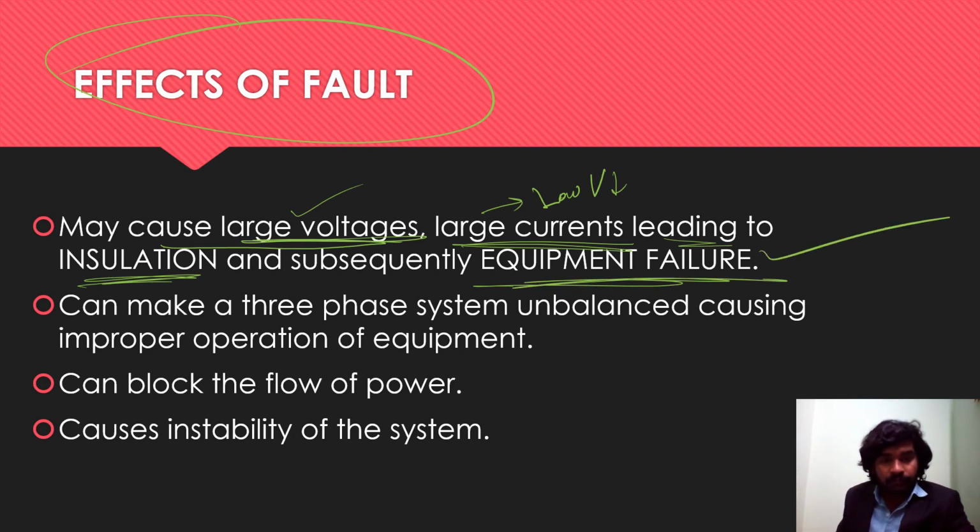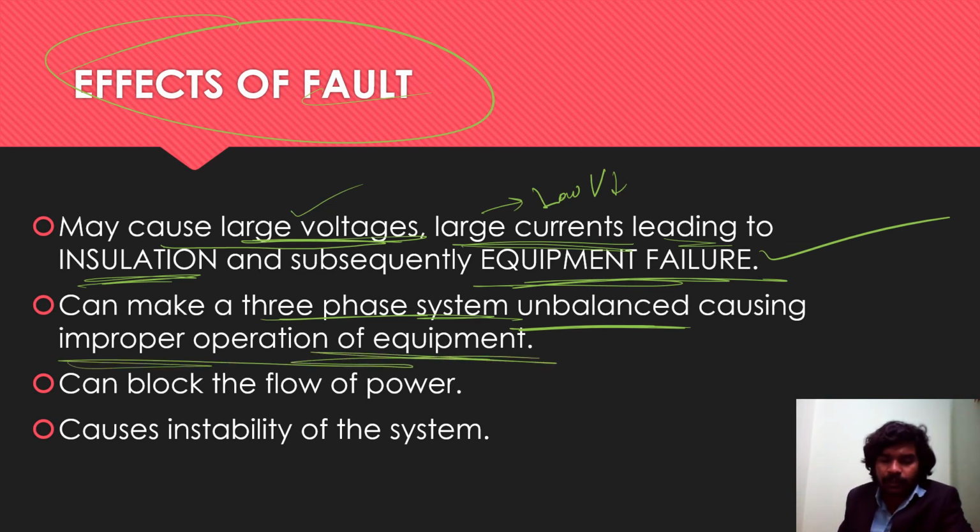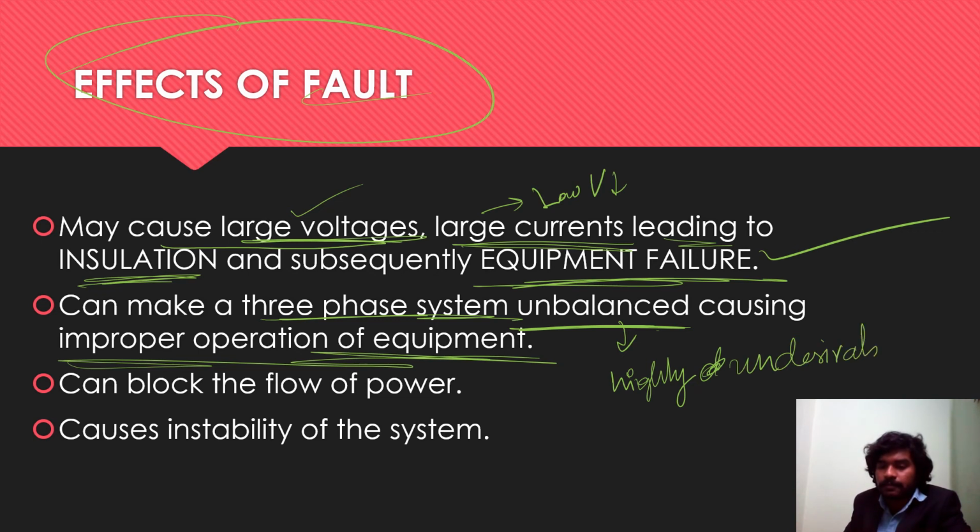Okay, and when a fault occurs, it can make a balanced three-phase system become an unbalanced system. What happens when a three-phase system becomes unbalanced? It will lead to improper operation of the equipment. Any three-phase load, any three-phase motor or any three-phase apparatus will not function properly. So an unbalanced system is highly undesirable in any power system.